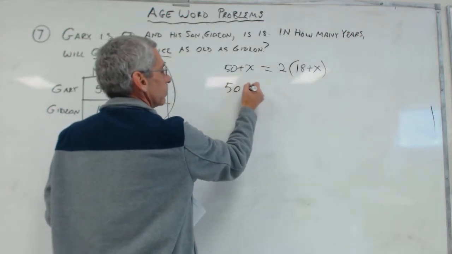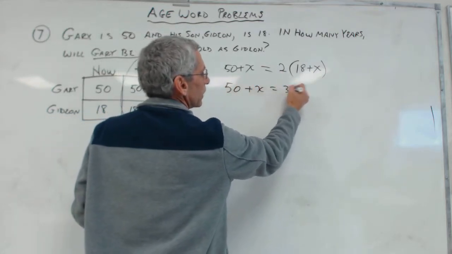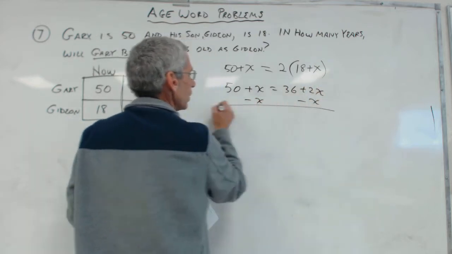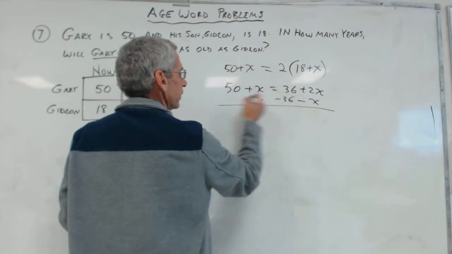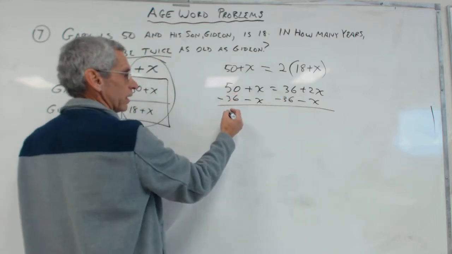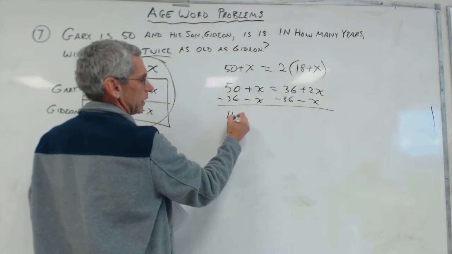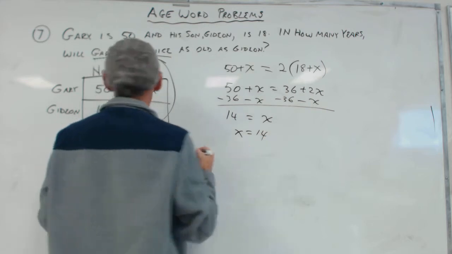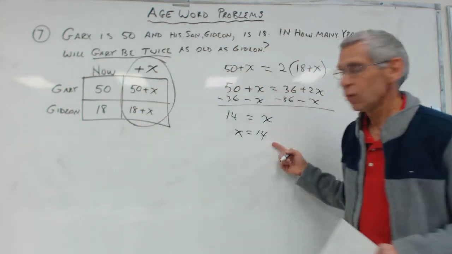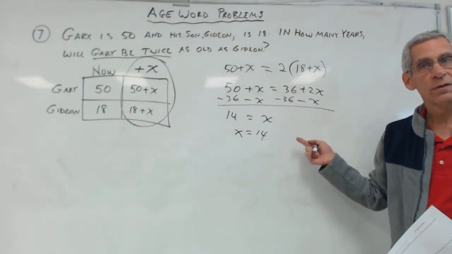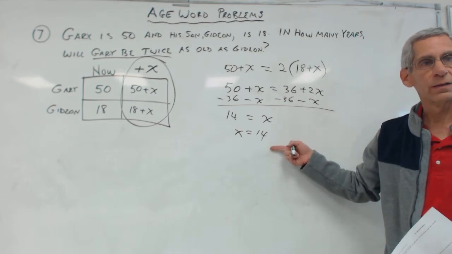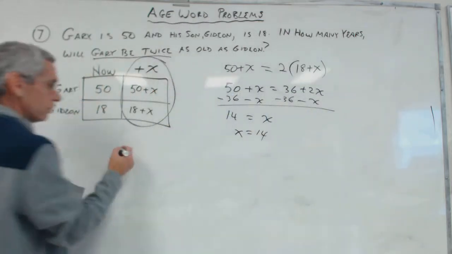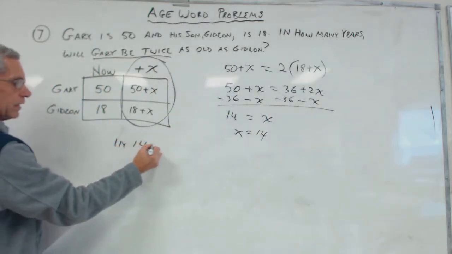So we've got 50 plus X is equal to 36 plus 2X. I'm going to subtract X and subtract 36 at the same time. Then suddenly I've got 14 is equal to X. So X is 14. What did I solve for? The number of years it will take for Gary to be twice as old as Gideon. In how many years? In 14 years.